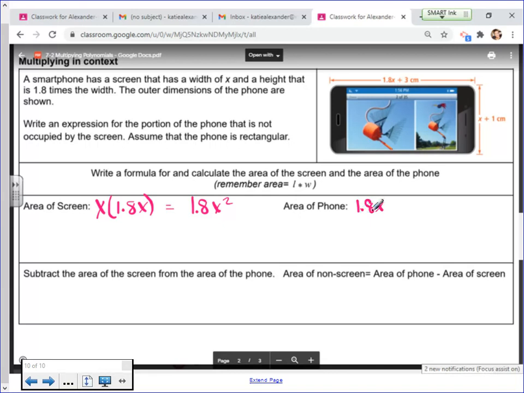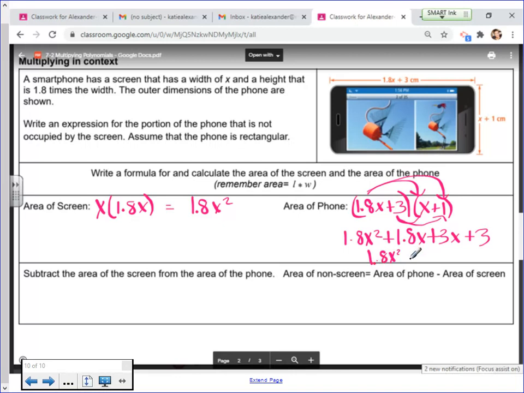1.8x plus 3 times x plus 1. So we actually do need to go ahead and multiply this out. 1.8x times x is 1.8x squared. 1.8x times 1 is just 1.8x. 3 times x is 3x. 3 times 1 is 3. Combine like terms: we have 1.8x squared. 1.8x plus 3x is 4.8x. And then you have plus 3.